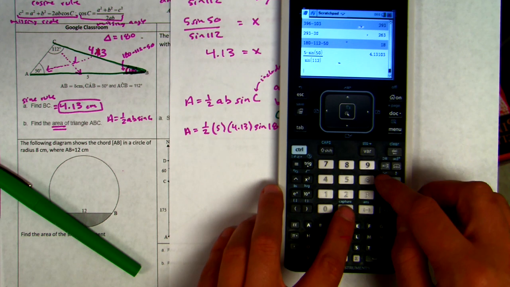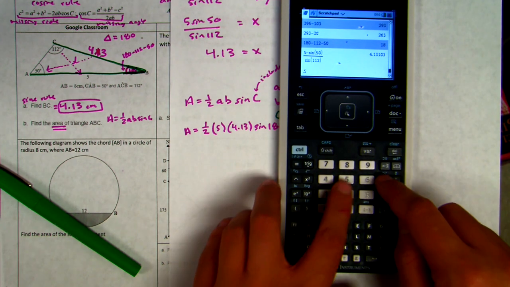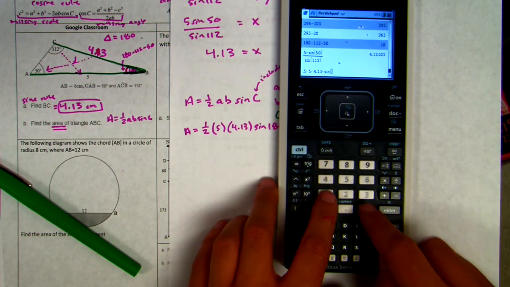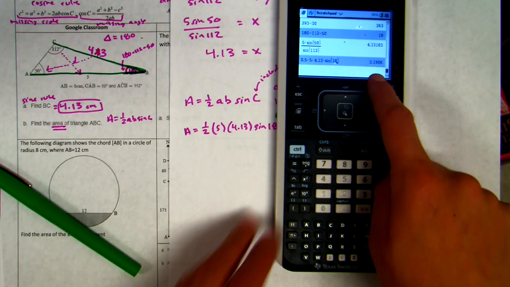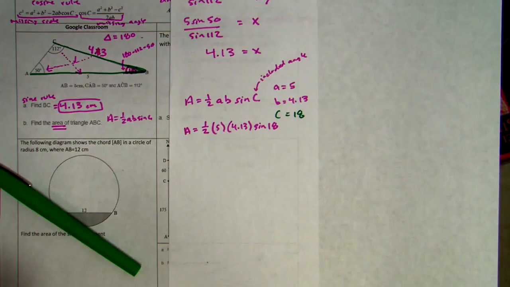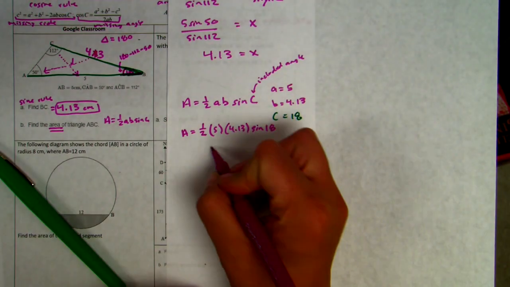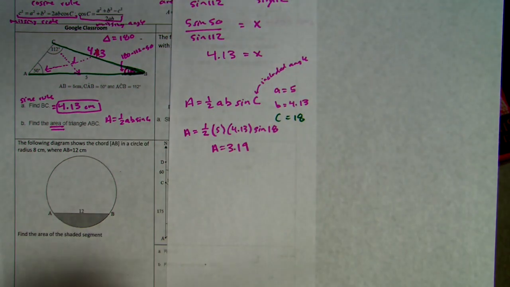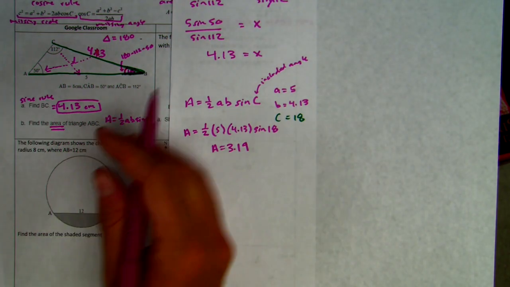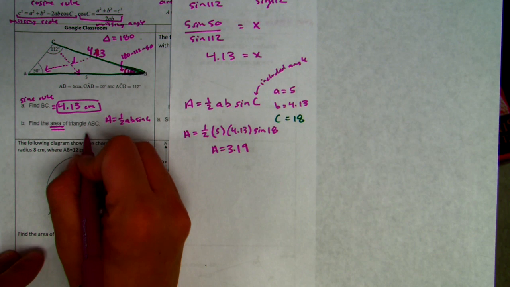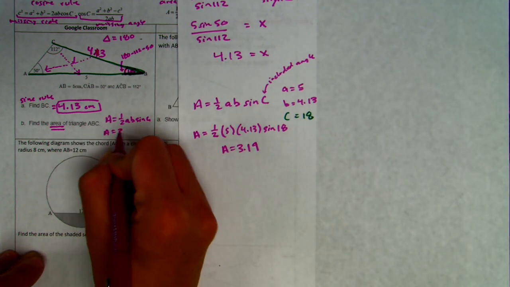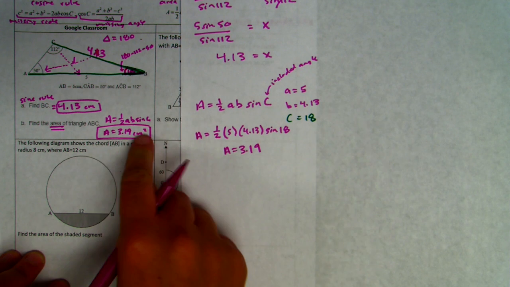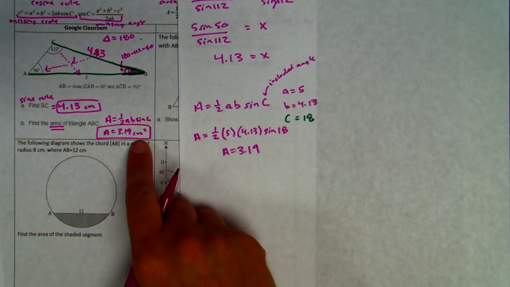1/2. I'm going to plug it in as 0.5 times 5 times 4.13 times sine of 18. And that gives me 3.19. So area is equal to 3.19. Which is interesting because it's actually, the area is less than the length of this side. This is a very flat triangle. So area is equal to 3.19 centimeters squared. Squared is always what we use when calculating area.